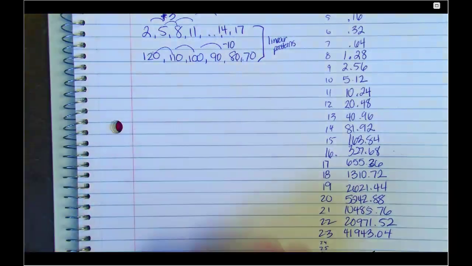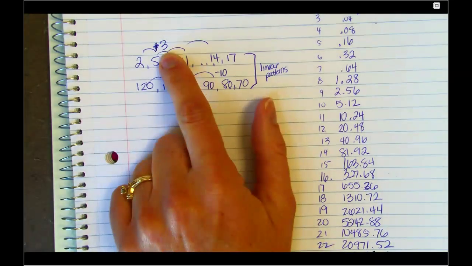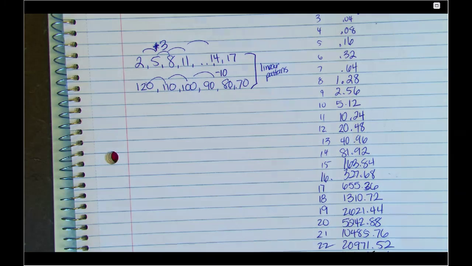Okay, because when something is linear, it changes by the same amount every time. And the thing that it changes by is the slope. This is the slope of this set, this is called the sequence. This is the slope of this. The slope of this guy is -10. Those are linear patterns because they add and subtract the same amount every time.